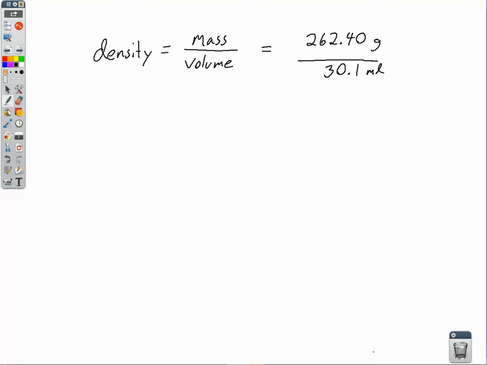Okay, so here we're making a density calculation, and density is mass divided by volume, and I've got my 2 measurements. My mass is 262.40 grams. My volume is 30.1 milliliters. So first step, identify the number of significant digits.